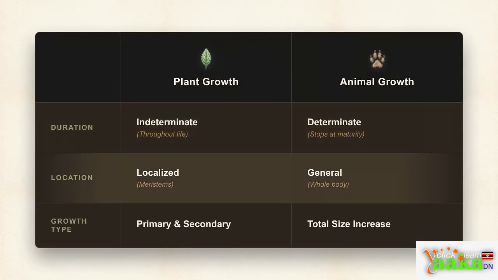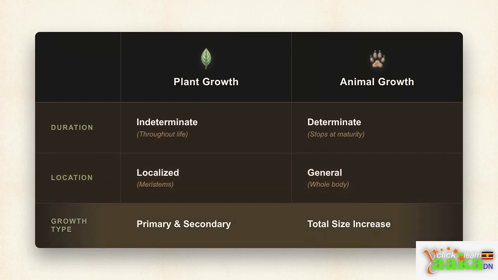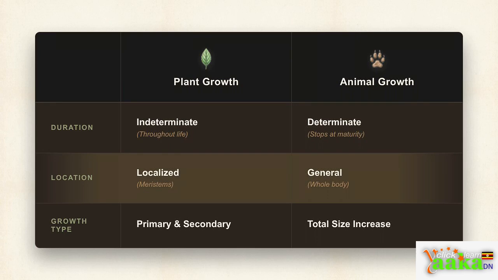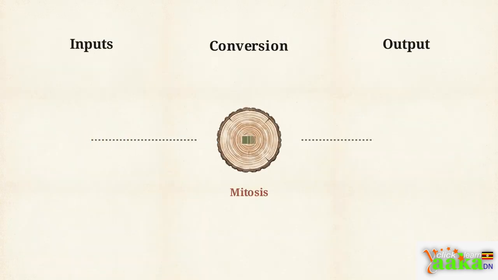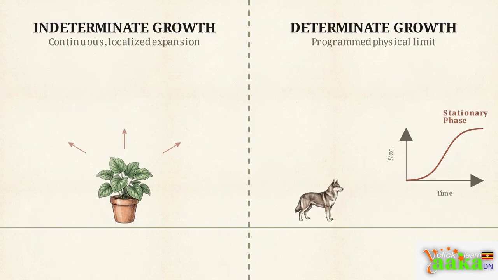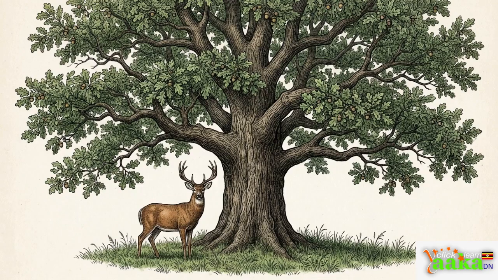Plants grow throughout their lives in localized zones, using both primary and secondary growth. Animals stop growing at maturity and expand generally across their entire bodies. Biological growth is the process of converting environmental nutrients into living tissue. Whether an organism builds outward indefinitely or follows a programmed physical limit, these mechanical differences determine how every living thing reaches its final form.